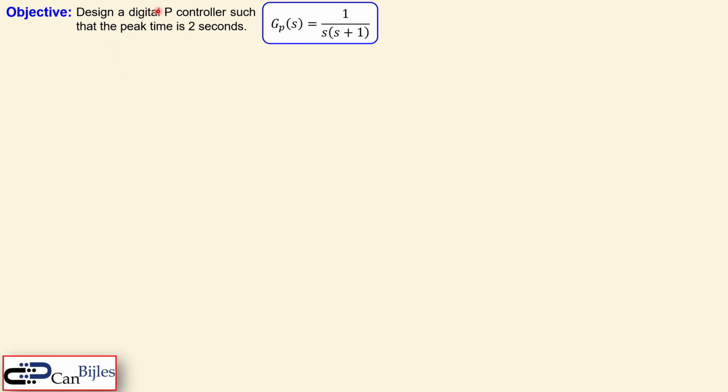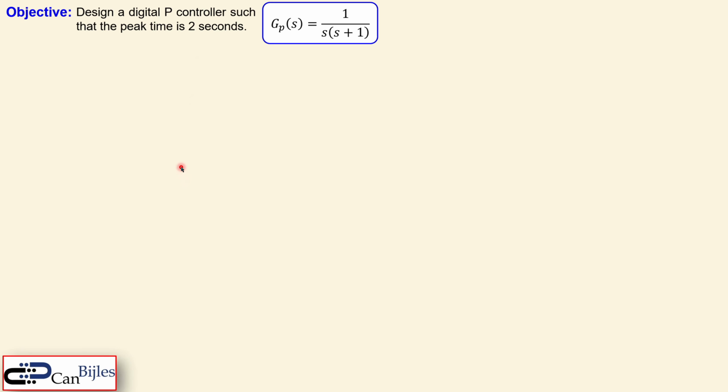We have the following system, which is our plant in the S domain, the Laplace domain, and we would like to have a digital controller in the digital domain which has a peak time in the feedback system of 2 seconds. So that must be after the unit step response.